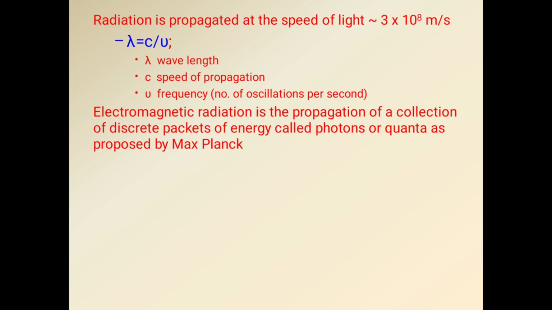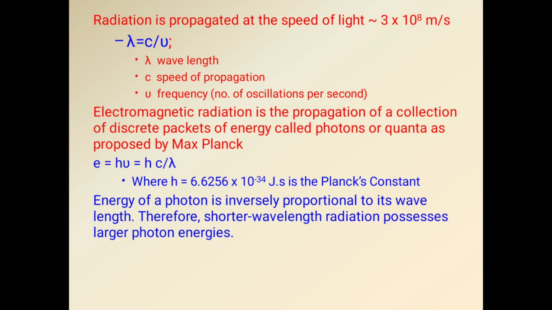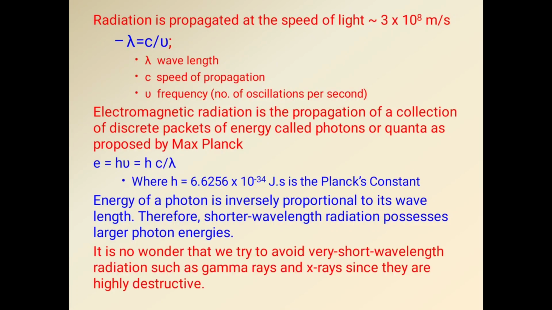Electromagnetic radiation is a propagation of a collection of discrete packets of energy called photons or quanta, as proposed by Max Planck. Here E is equal to hc by lambda, where h is Planck's constant. The energy of the photon is inversely proportional to its wavelength. Therefore, shorter wavelength radiation possesses larger photon energies. It is no wonder that we try to avoid very short wavelength radiation such as gamma rays and X-rays, since they are highly destructive.